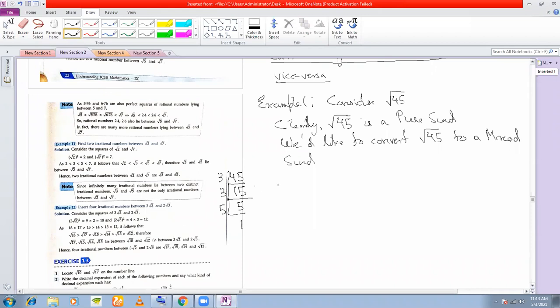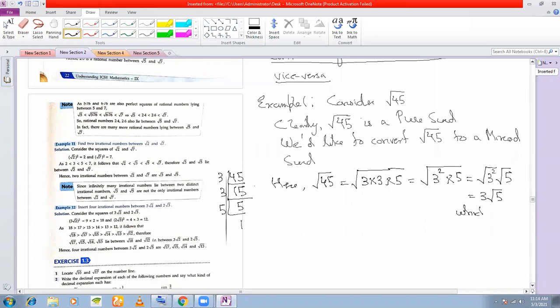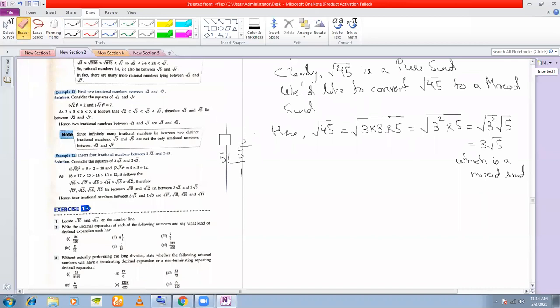So what you see here is square root of 45 has been prime factorized as square root of 3 into 3 into 5. Or you can write this as 3 square into 5, which you can write as root over of 3 square into root 5, which is equal to 3 root 5. So now square root of 45, a pure surd, has been written as a mixed surd. Clear? Yes, sir. This is how you convert pure surds to mixed surds.